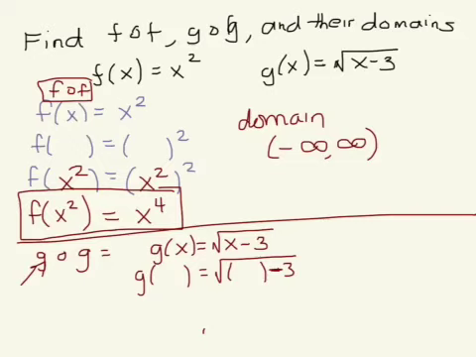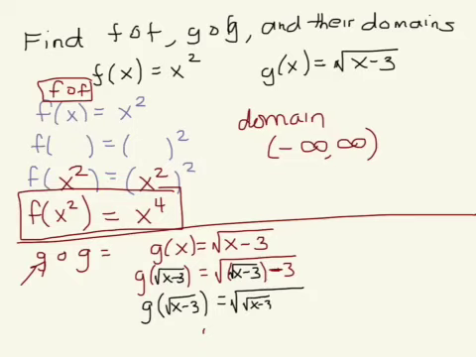And inside of that, we are substituting in the same function. So we're plugging in the square root of x minus 3. So we took our function g, we substituted into it the square root of x minus 3. So what we have is the square root of the square root of x minus 3 minus 3. Looks a little strange, but that's exactly what we have.